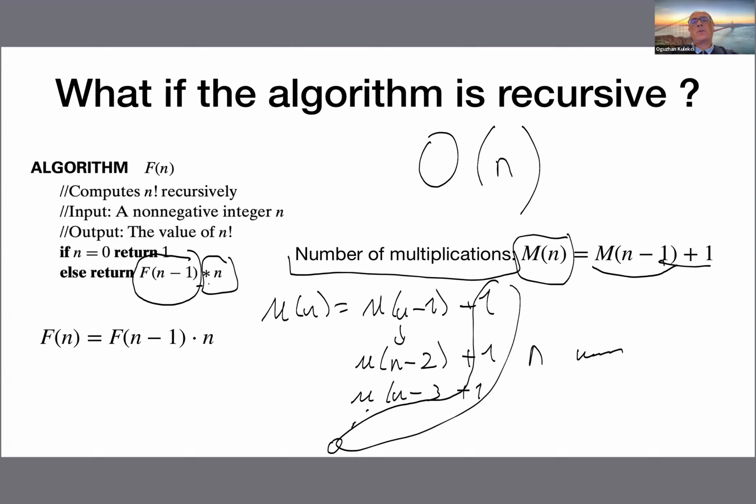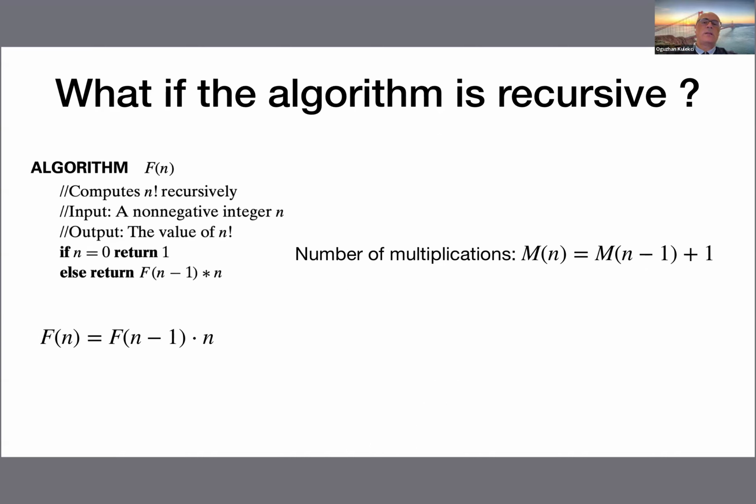But this is the way we should approach the recursive algorithms. First, we should come up with the cost represented with a recursive formula. And then once I have this recursive formula for the cost, I will try to solve it to come up with a closed representation. That was a bit easy.